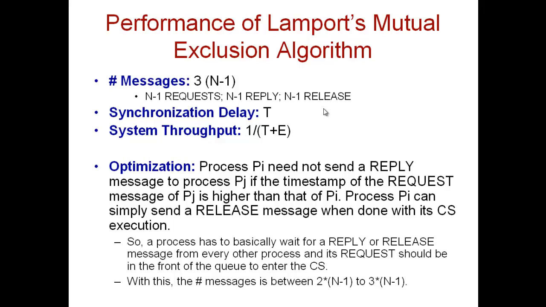So in terms of the message complexity, you could reduce the number of messages. Basically, you can suppress the reply messages to the other competing processes and send out just release messages to them. So the number of messages can be reduced. Previously it was 3 times n minus 1. So now it could be anywhere from 2 times n minus 1 to 3 times n minus 1.